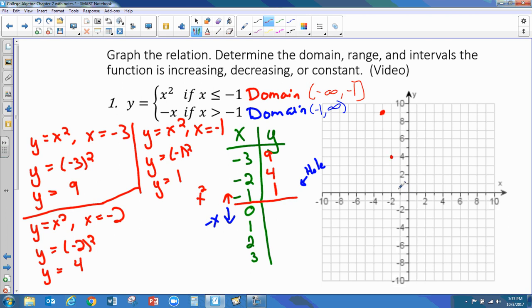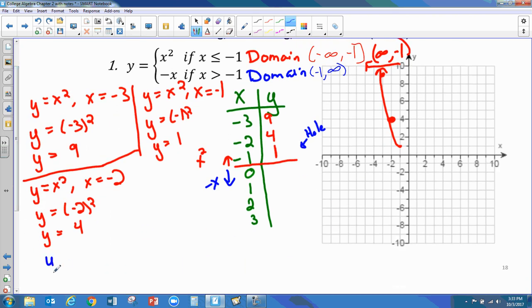Okay. -1, 1. And the domain was from -1 to infinity. So it's this part of the graph from -1 this way. So my graph kind of goes like that. So this is that first part. There we go. So it looks something like that. And then I've got the other side of the equation.